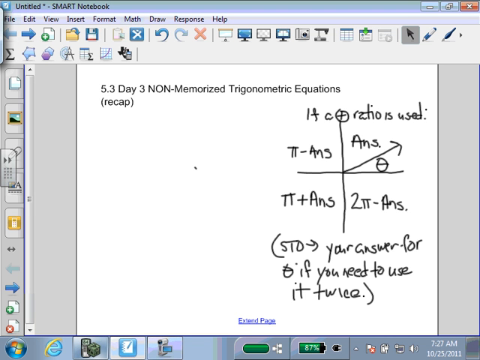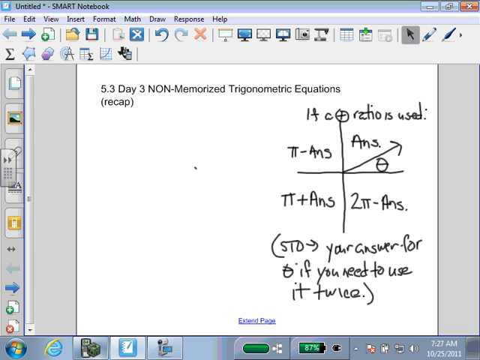5-3, day 3, non-memorized trigonometric equations. This will be a recap of what we discussed yesterday. So here's the picture. If a positive ratio is used when you do tan inverse, sine inverse, or cosine inverse, then the answer you get will always be a first quadrant beta value, or x value in this case.